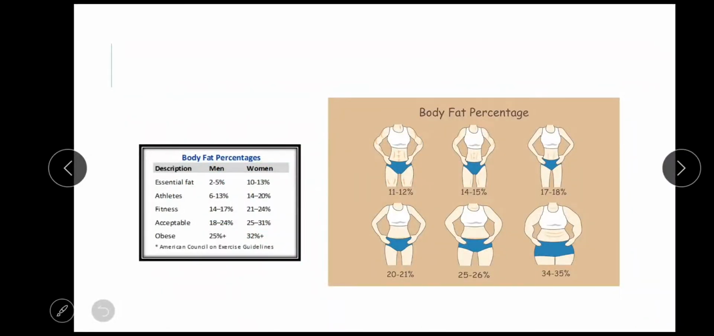Next natin, body fat percentages. Depende siya. Yung iba kasi, yung content ng body natin, more on protein. Tapos, yung iba naman, fat talaga. Yung iba, buto lang talaga. So, nandito yung body fat percentages natin. Magkaiba pa rin ang fat percentage ng men and women. So, ngayong quarantine, nasaan na kayo sa body fat percentages?